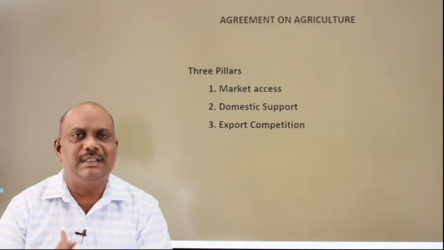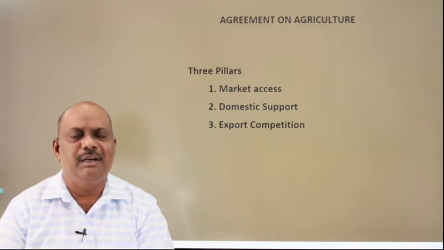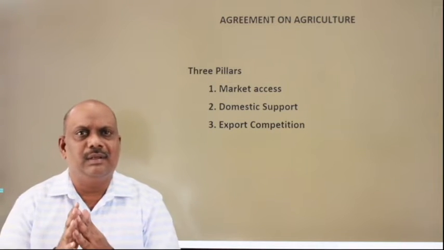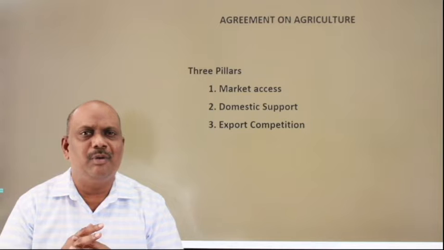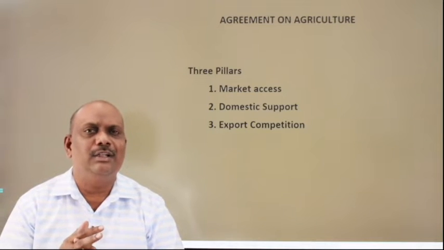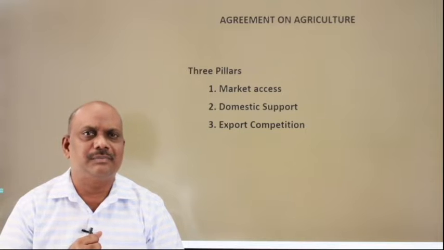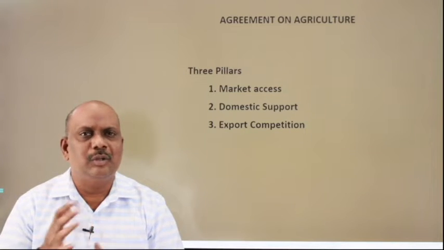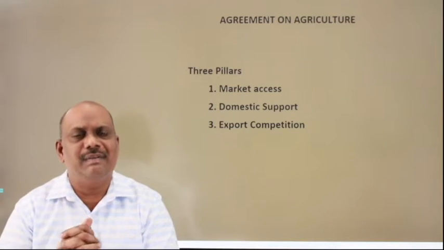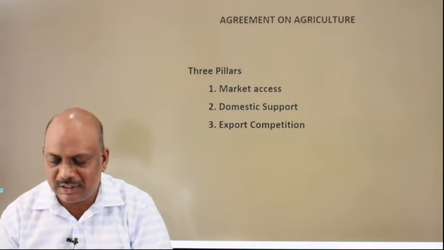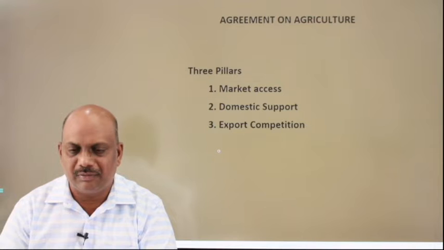Before venturing into this agreement, we need to understand global agriculture. Then it will give us some input about what exactly is happening, and why it is so hard to reach an agreement under the Agreement on Agriculture. Broadly, we can divide global agriculture into two types: one is extensive agriculture, another one is intensive.